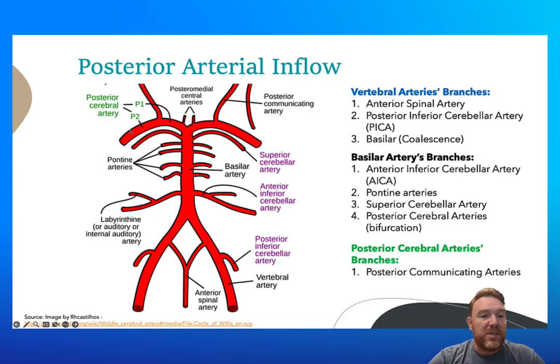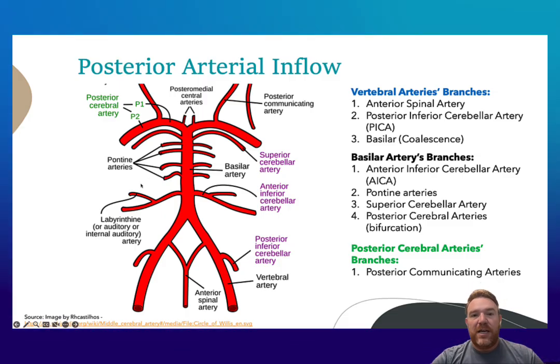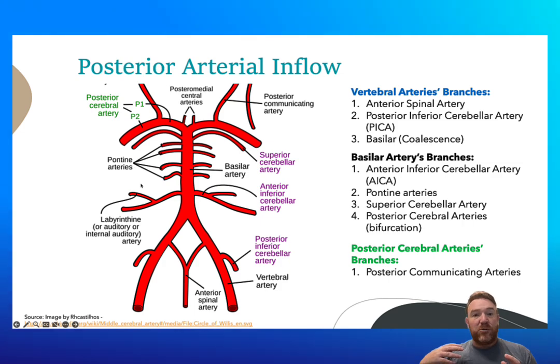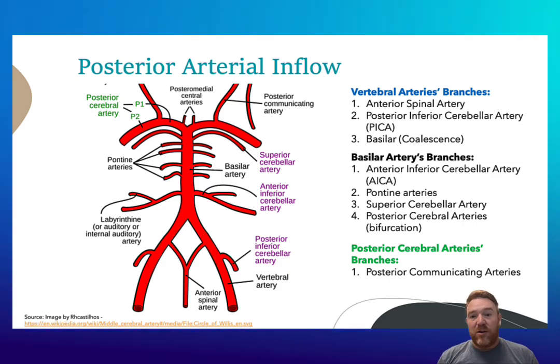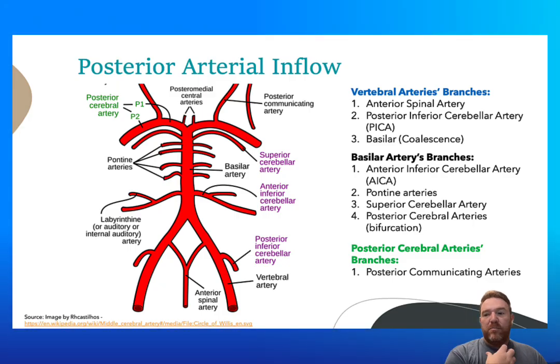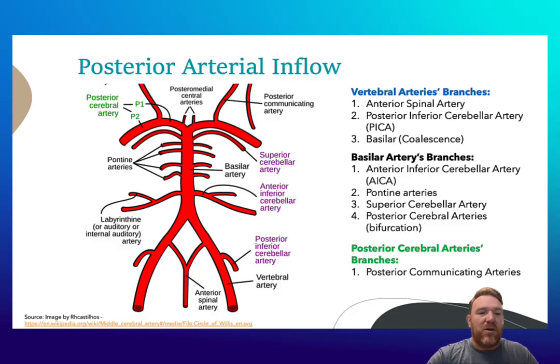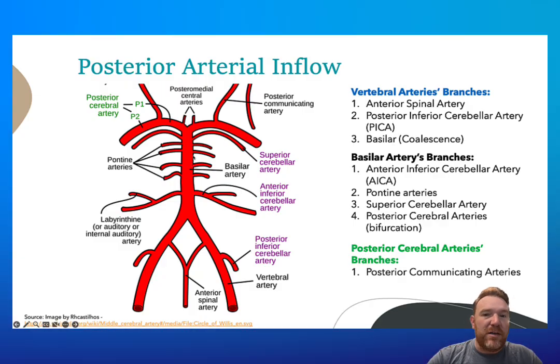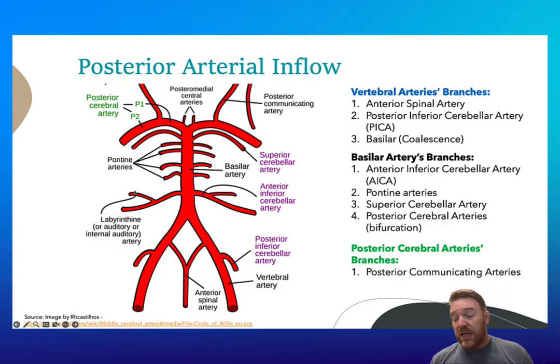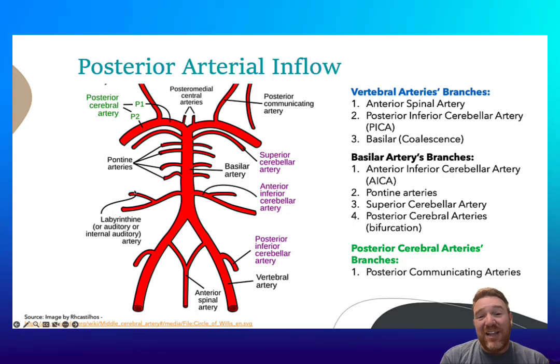So when we look back at these structures, you can see how incredibly important they are. They are right over top of all the structures that control your automatic, necessary vital needs, right? So our heart rate, breathing, it's also going to control things to our face, hearing, all of those structures. So it can be really devastating if you get a stroke back here, especially in the basilar artery. Usually if you get a stroke here in the basilar artery, if you survive it, you may end up with something called locked-in syndrome.